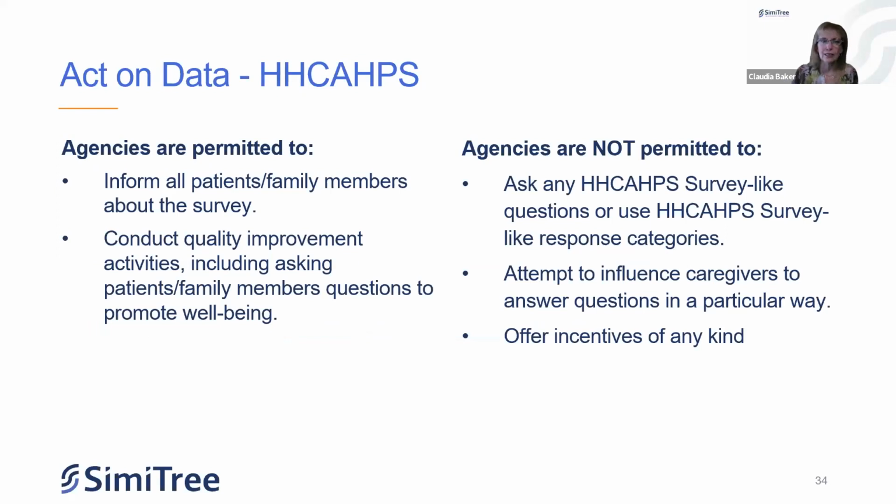All right, so when we're looking at the home health CAHPS, remember that agencies are permitted to let them know that they're going to get a survey. You can conduct quality improvement activities around it, and that includes asking patients and family members questions about their well-being and promoting it. But we cannot give them anything that is a survey-like question or use the CAHPS survey response categories. We can't prompt them. We can't give them, obviously, any kind of incentives to answer the questions. We can't really attempt to influence those.